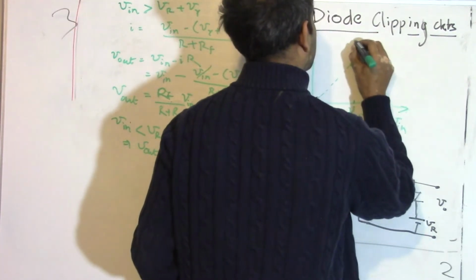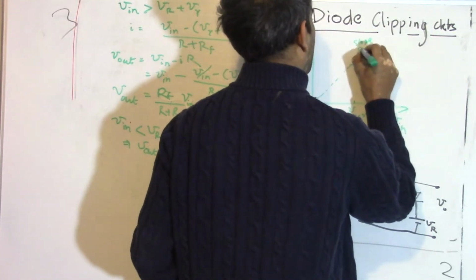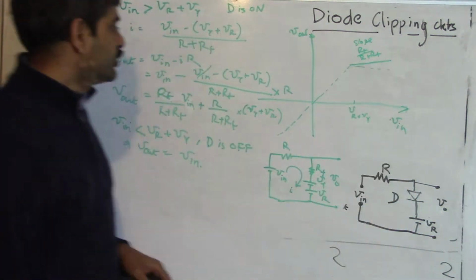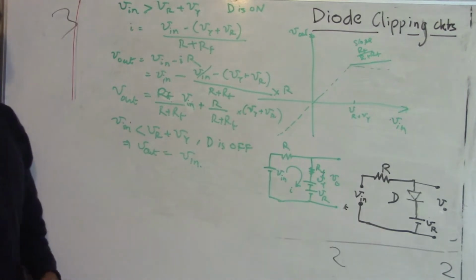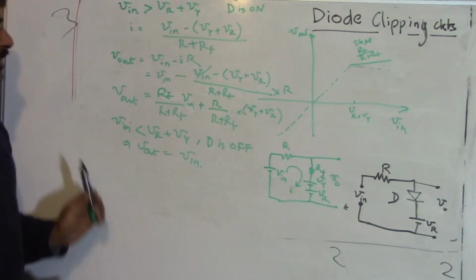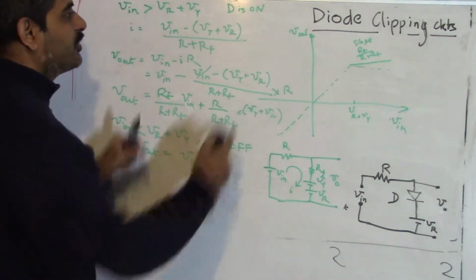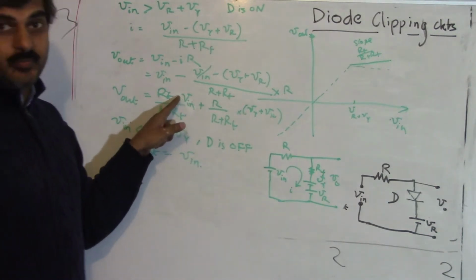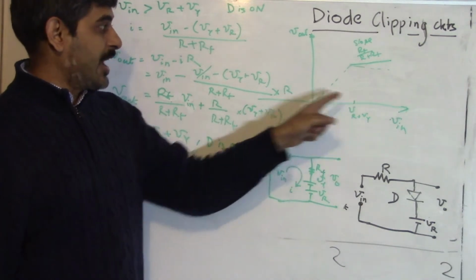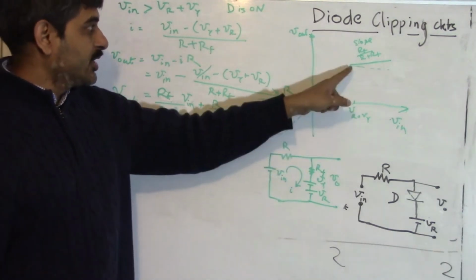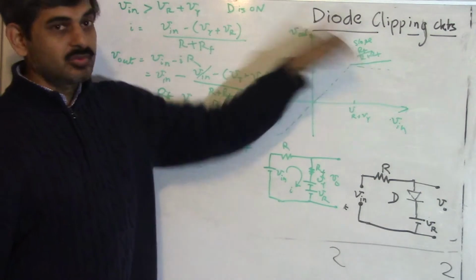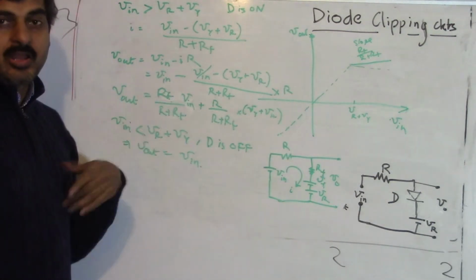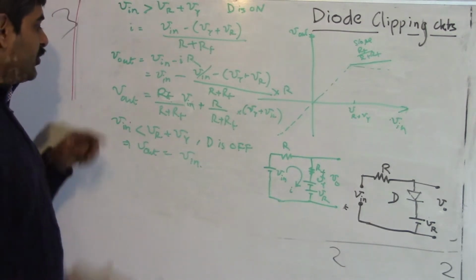This line has a slope of RF divided by R plus RF. So this is what the transfer characteristics of our circuit look like. We can verify this equation by substituting a value in place of V in. If we substitute this value, we should get the same value, because this is the junction of these two slopes, so we should get the output value as VR plus V gamma. So let's do that, and make sure our equation is correct before we proceed further.